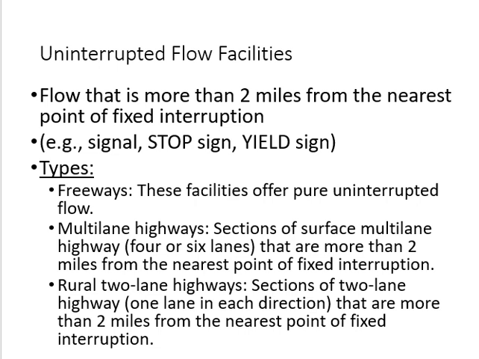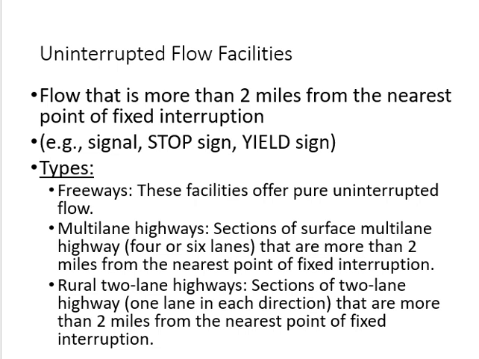Okay, so no intersection, we understand. But if the next one is after 2 miles, that still is uninterrupted. Okay, so interruption means any of these things: signal, stop sign, yield sign, roundabout, all these things. We will discuss 3 types of highways here under uninterrupted flow facilities: freeways, multi-lane highways, and 2-lane highways.